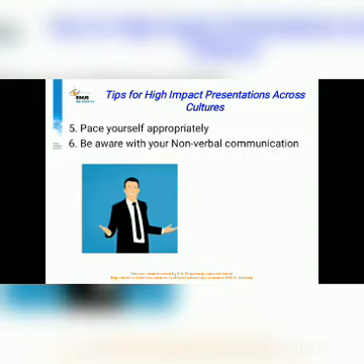Sixth, be aware with your non-verbal communication. Some gesture is acceptable in some countries, but also unacceptable in different countries. For example, a thumbs up is a positive signal in the United States. However, it has negative meaning in Middle East, Australia, and Greece. The gesture of OK is also impolite for Brazilian.